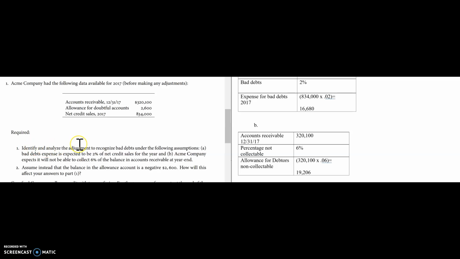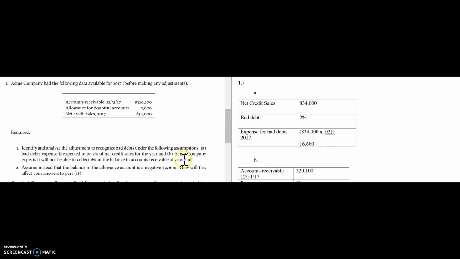The first question is broken up into two assumptions, A and B. First, I will look at how to answer question number 1 given assumption A. Assumption A is the bad debts expense is expected to be 2% of the net credit sales for the year.